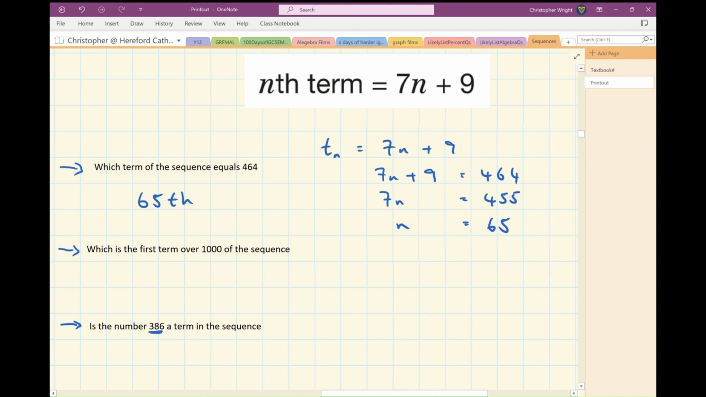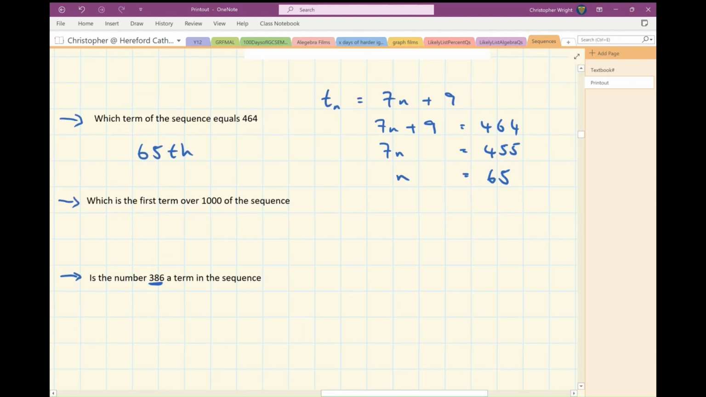What about the second one? Which is the first term over 1,000? Well, in this case, I'm going to want to solve this inequality. I want the value of my term to be over 1,000. Let's find out which value of n will satisfy that inequality.